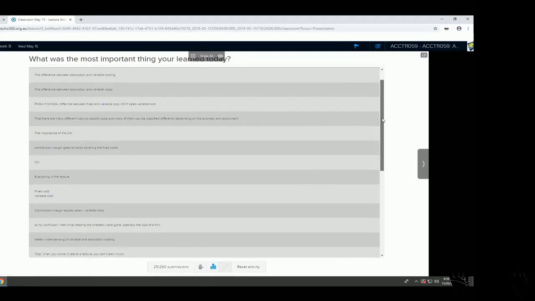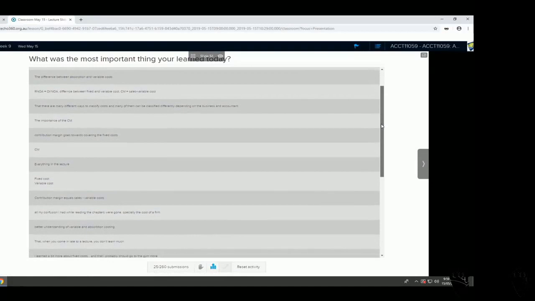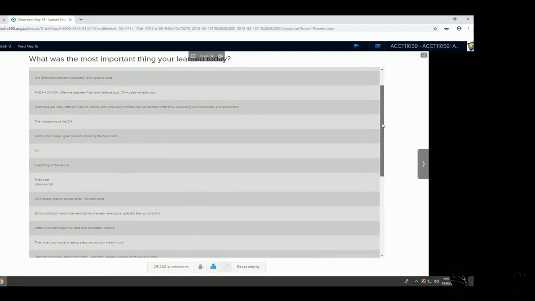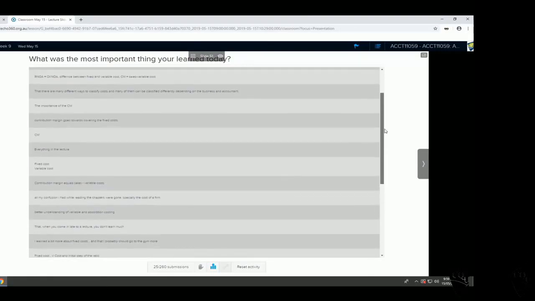Contribution, so that's it. So you can see that understanding some of these things can help. The difference between fixed and variable costs, there are many different ways to classify costs. So that person's got a really valuable insight that can be very useful to you going forward. Let me tell you, there's a lot more to know about accounting, but we're just doing introductory.